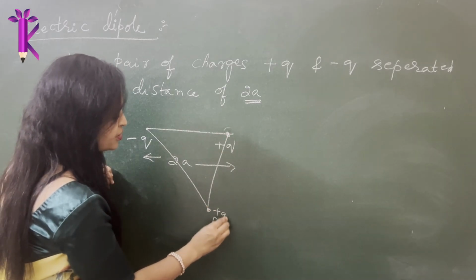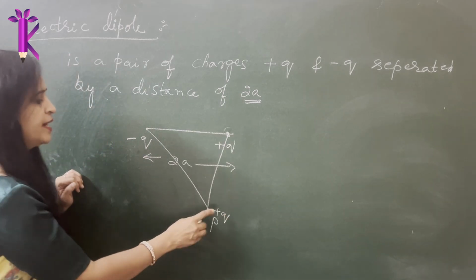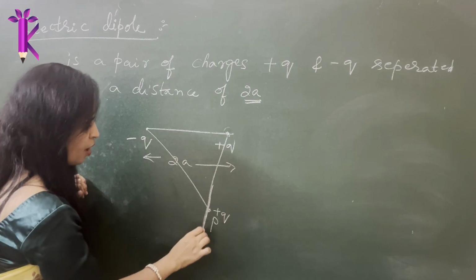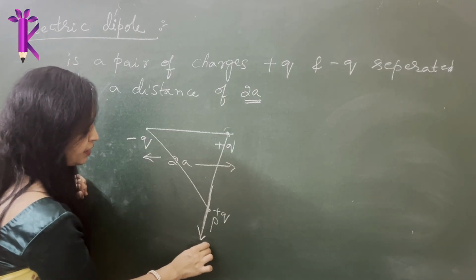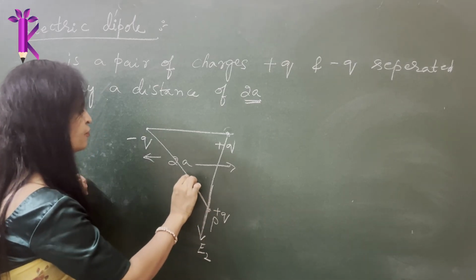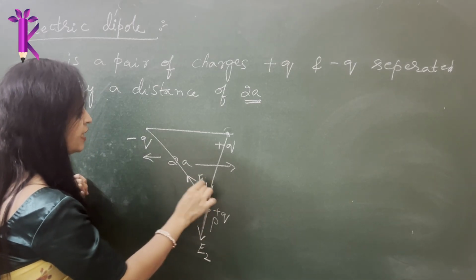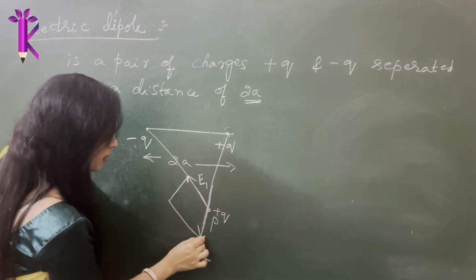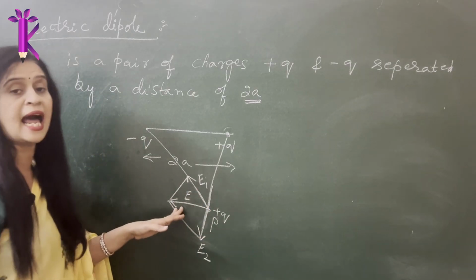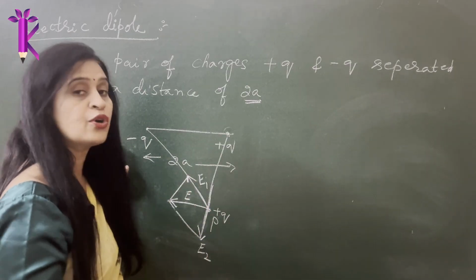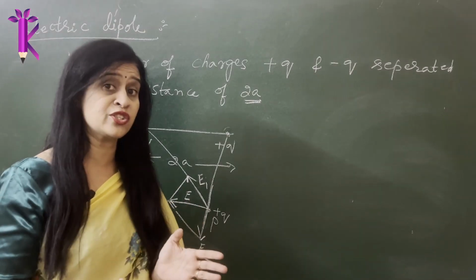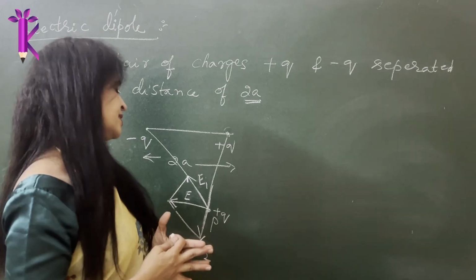So if you keep a positive charge here, it will experience some field. What will happen? This is plus, it will repel away in this direction. If I call this E2 and this E1, it will experience a force of attraction due to this E1. If you complete the parallelogram, you see the net electric field will be in this direction, and you can calculate the electric field. So due to a dipole, there will be some net electric field experienced by a point charge placed at a certain distance.